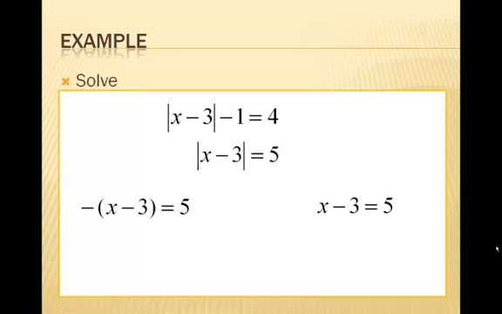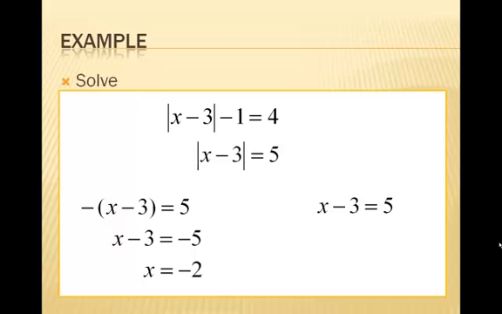Now I'm going to solve each of these two separately and see what my solution is. On the one on the left, my first step is to move that negative sign to the other side. So imagine multiplying both sides by negative 1. This will give me x minus 3 is equal to negative 5. Lastly, add 3 to both sides, so we get x equals negative 2. So that will be one of our solutions.